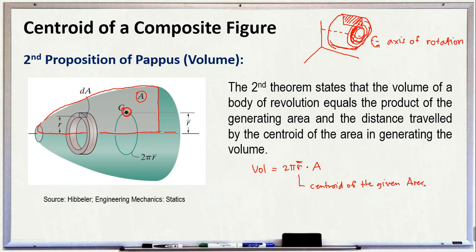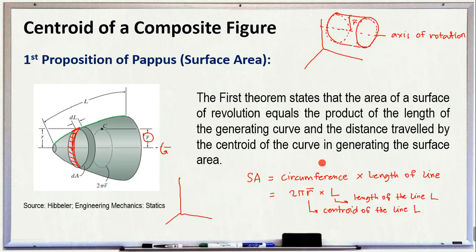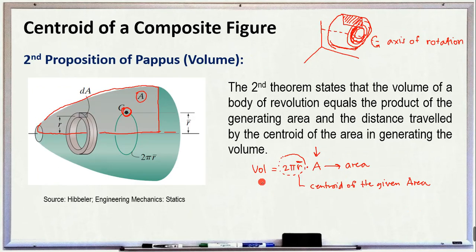The given area, and of course, A is the area. Now, the difference is, again, the second proposition, if it is volume, we still have here the term for the circumference. And then the last one is for area. If that is area, then the resulting object or the resulting entity is volume. However, for circumference times the length, the resulting entity is surface area.